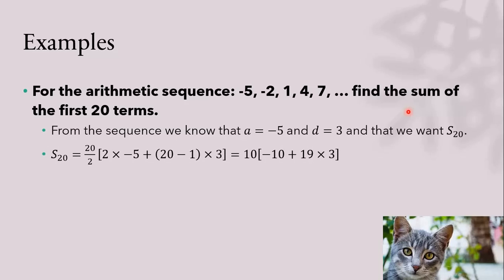S of 20, so for this question, we're going to use S of n equals n over 2 lots of 2a plus n minus 1 lots of d. And S of 20 is going to be therefore equal to 20 over 2 lots of 2 times minus 5 plus 20 minus 1 lots of 3, which is 10 lots of minus 10 plus 19 times 3, which is 10 lots of minus 10 plus 57, which is 10 lots of 47, which is 470.